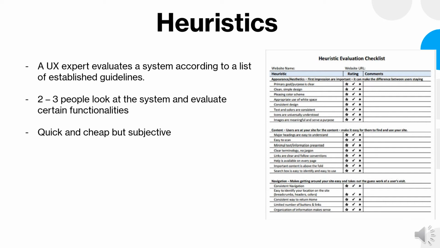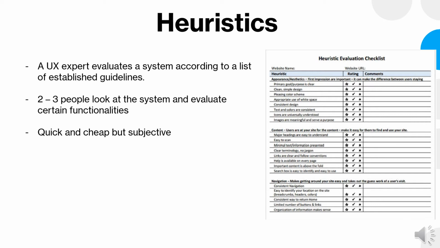The advantage of heuristics is that it's restricted to the aspects of user interface. So they would usually look at the way you've used your colors. Are you consistent with the terminology that you've used? How did you structure your information? And things like that. But it's very cheap and quick to conduct.